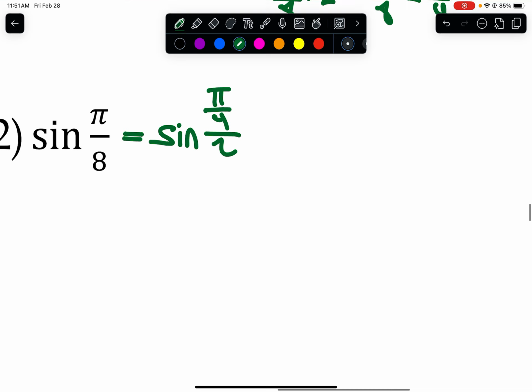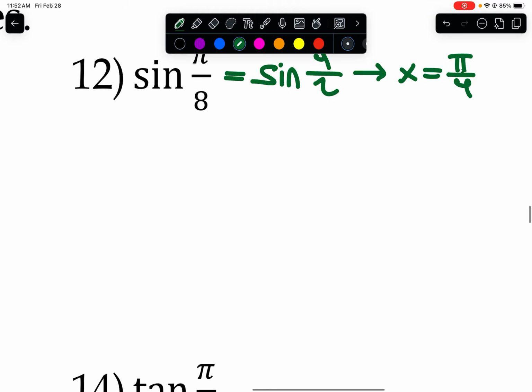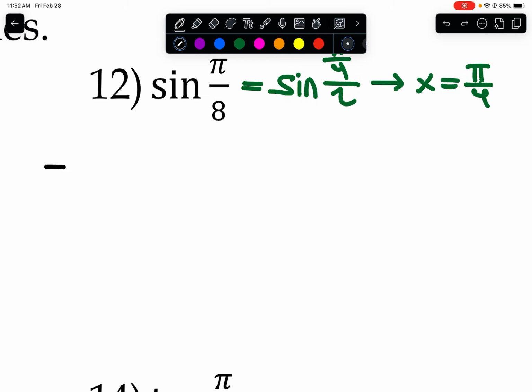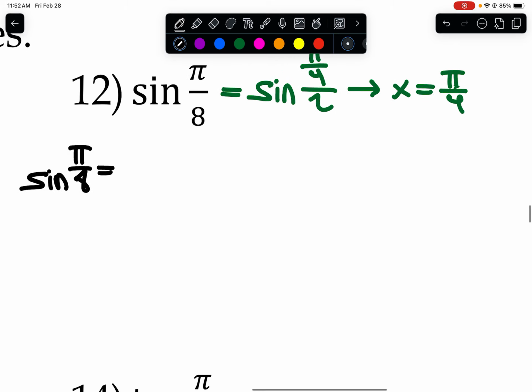So we're evaluating sine of pi over 4 divided by 2, which means the x value in question that we're going to plug in is going to be pi over 4. So that's really the only big change on this: we can go back and forth between the radians and degrees. So evaluating sine of pi over 8, or you can write pi over 4 divided by 2, it's up to you. It's really all the same.